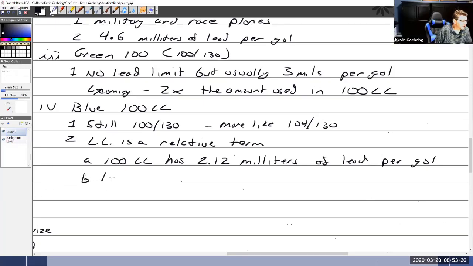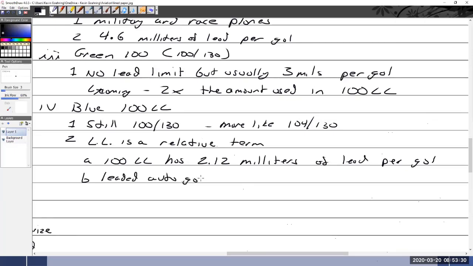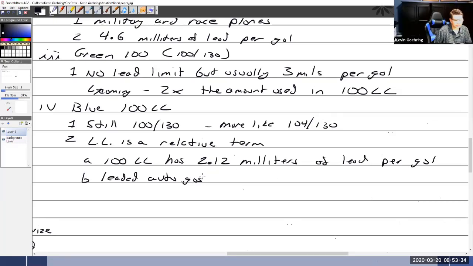Compare that to leaded auto gas. Does temperature affect the lead? No, that's just how much is in there. So temperature has no bearing on that.